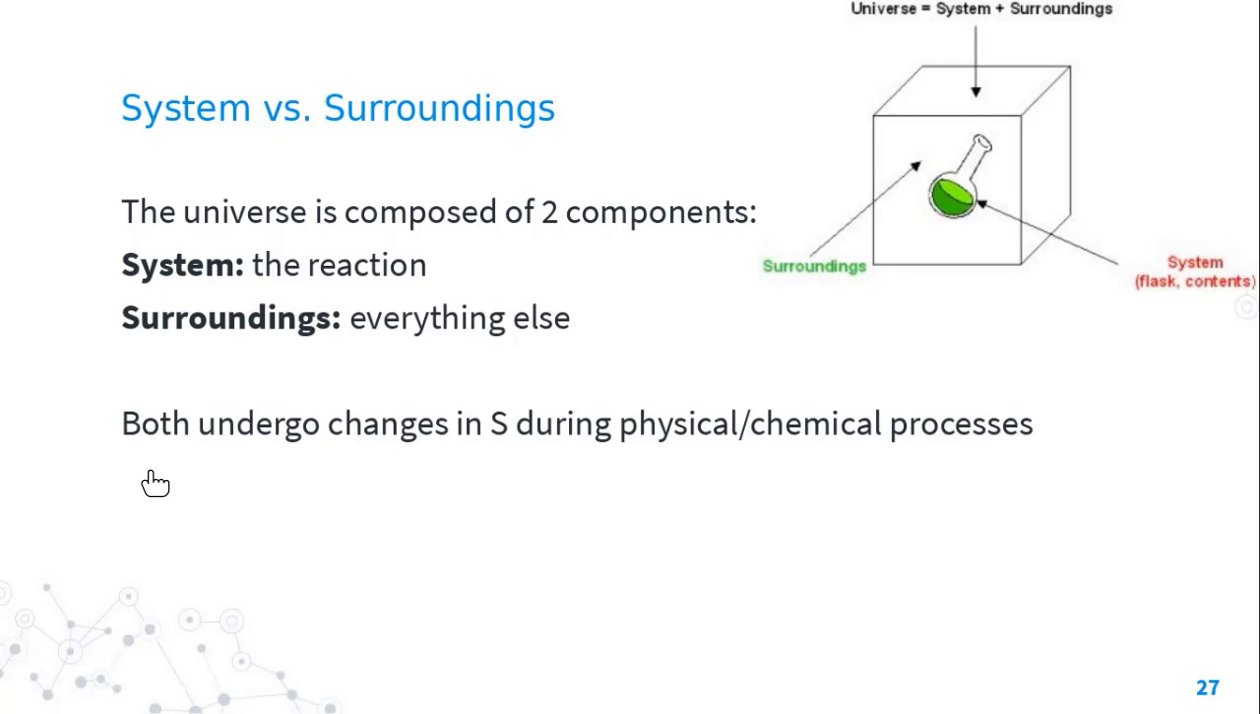So both the system and the surroundings undergo changes in entropy during physical and chemical processes. So we say that the universe is always gravitating towards a higher entropy. It doesn't always mean that your reaction will be gaining entropy, but the surroundings will be. And so the entire universe is always moving towards a state of disorder and a state of chaos. So that's a little bit existential to think about, but yeah, something will always be increasing in entropy.